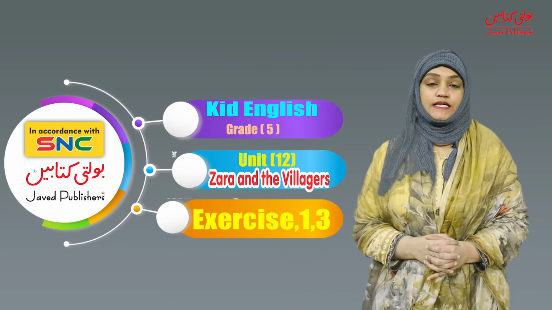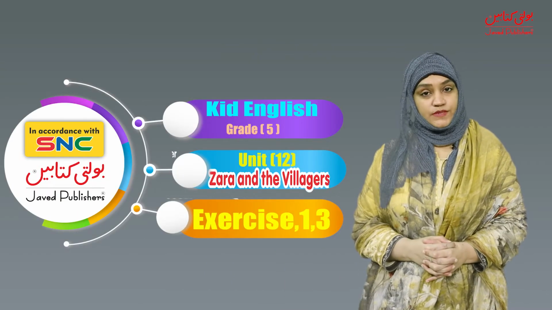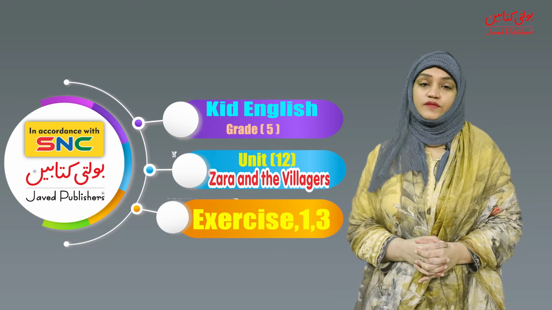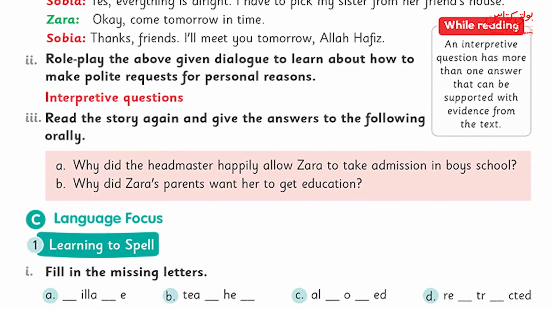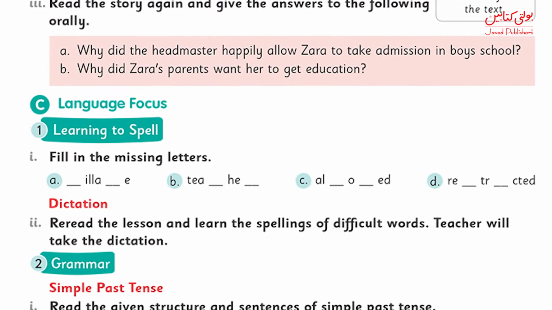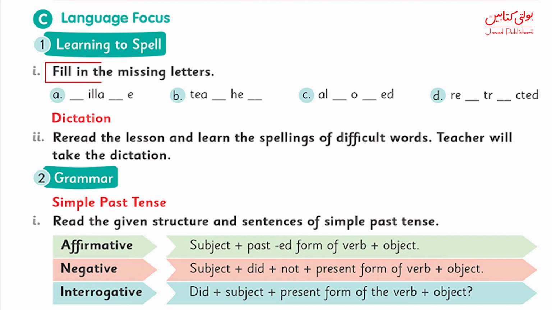Today we will be doing Kids English Grade 5 chapter number 12, and the topic of the chapter is Zara and the Villagers. So let's start. Page number 82, chapter number 12, Zara and the Villagers. Today we will do the questions. Fill in the missing letters.